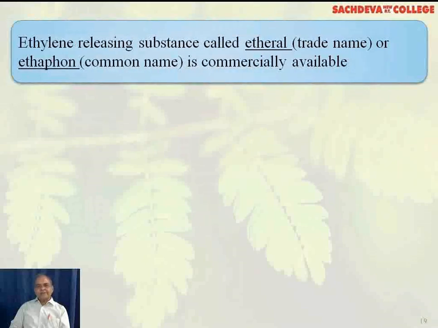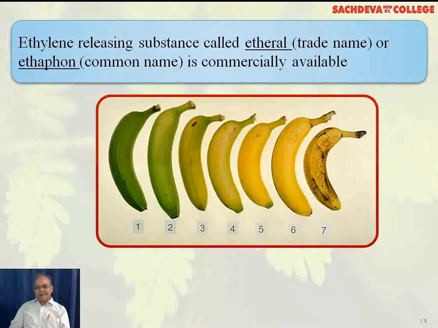An ethylene releasing substance called Ethrel, the trade name, or ethephon, which is the common name, is commercially available. And you can see the various stages from green to ripened banana. And here, at the time of ripening, there is a production of ethylene in banana.